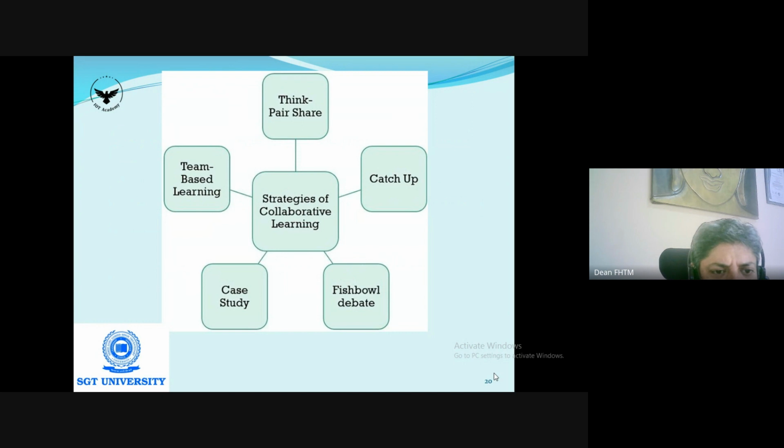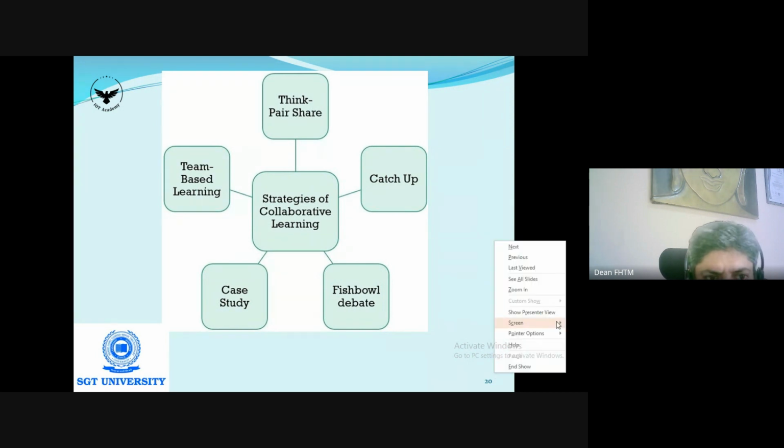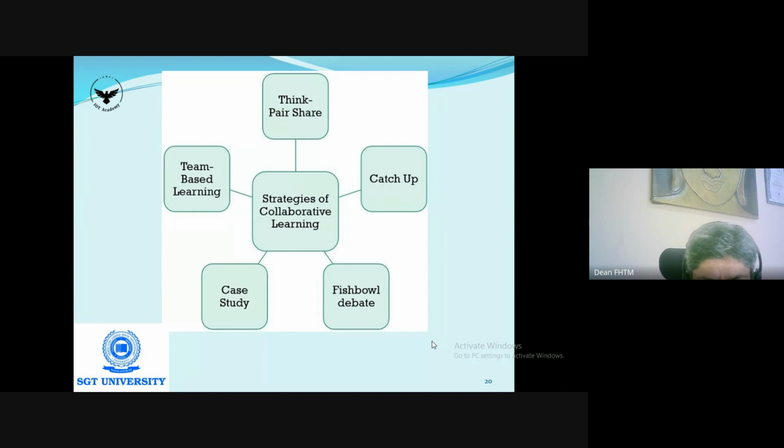Yeah. So, what are the strategies of collaborative learning? It can be to catch up on something, it can be a general fishbowl debate, throw a topic and let the people debate. It can be a case study, team based learning, divide into teams, think, pair, share, where, as the concept indicates, let them think in pairs and share. Next.